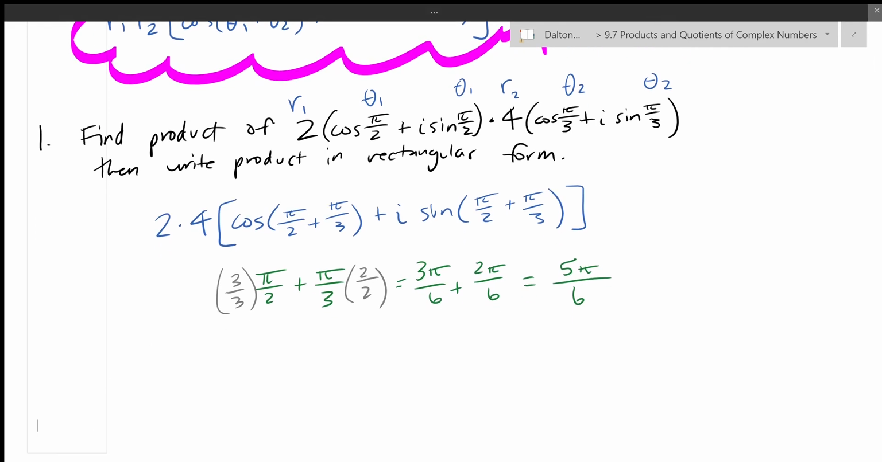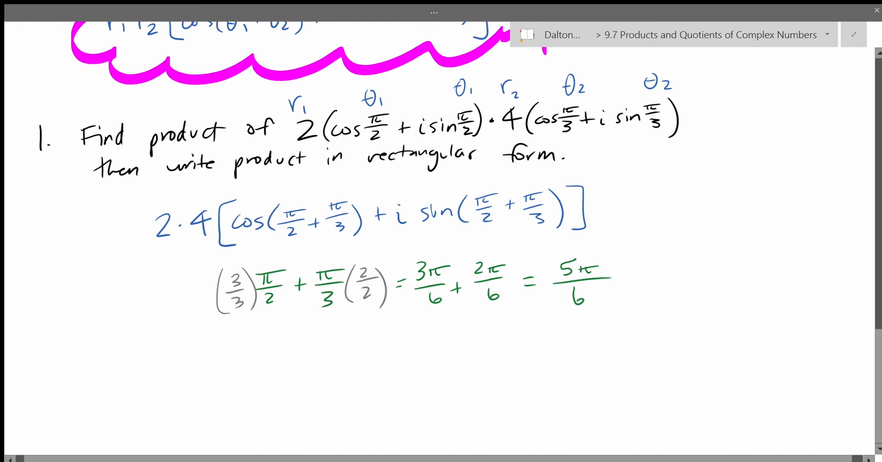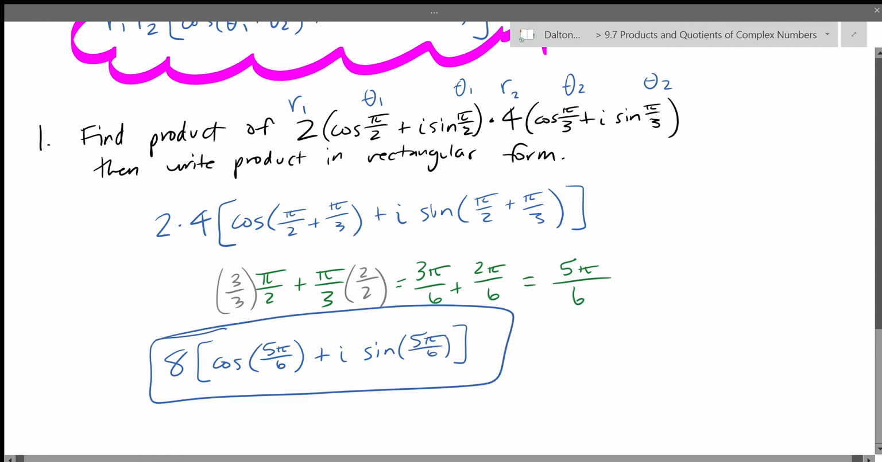So then we're going to simplify that, and we're also going to simplify 2 times 4. So that's going to be 8 times the cosine of, remember this is now 5 pi over 6, plus i times the sine of 5 pi over 6. So this is the first part. This is the first answer. That is the product of the two polar numbers. Now, it's still just in polar form.